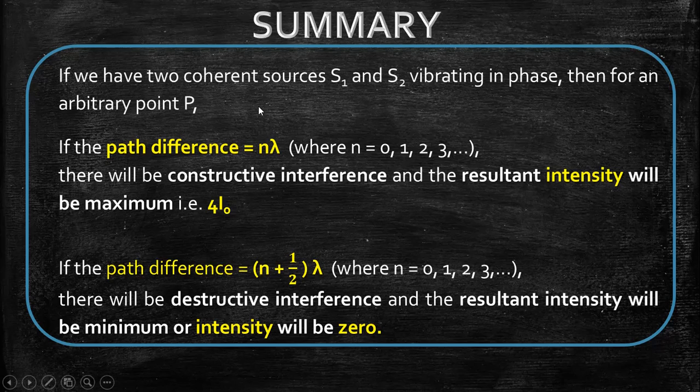If you define the interference, then you get 1 mark. If you write this condition, path difference equal to n lambda, we get constructive interference, and the intensity is 4 I naught, then you get 1 mark. If you write the second condition for 0 intensity, path difference equal to (n plus half) lambda, where n can take 0, 1, 2, 3, and result is destructive interference, then we get 0 intensity. If you write this much, you get 2 marks, 1 mark for definition of interference.